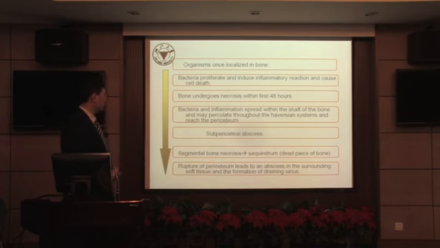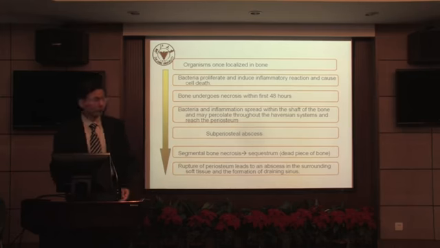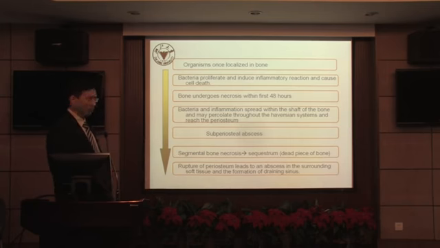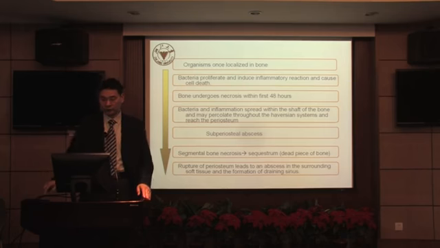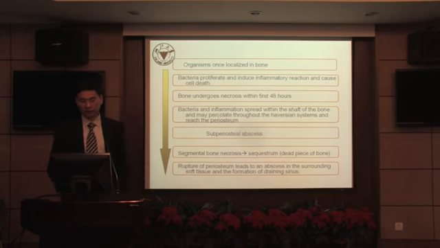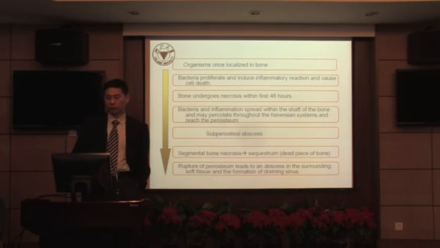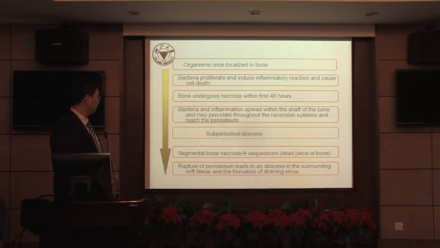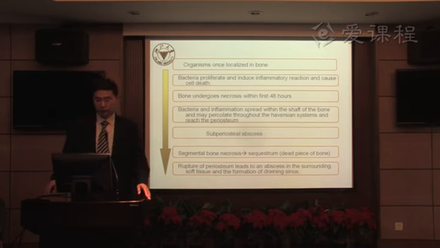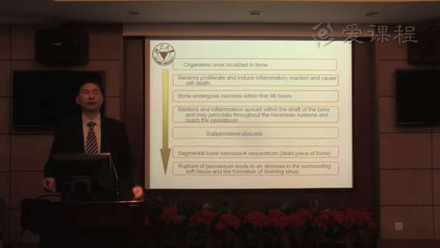And generally, we get subperiosteal abscesses. This means an abscess forms in the infected bone, which can be diagnosed from the X-ray. And segmental bone necrosis leads to the sequestrum, which means a dead piece of bone, and the rupture of the periosteum leads to an abscess in the surrounding soft tissue and the formation of a draining sinus.